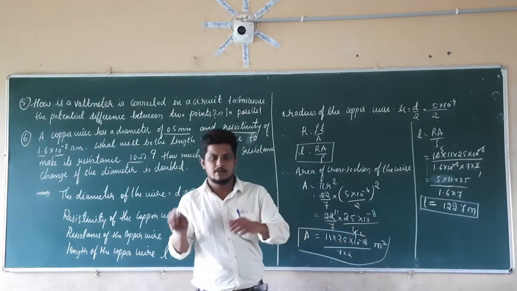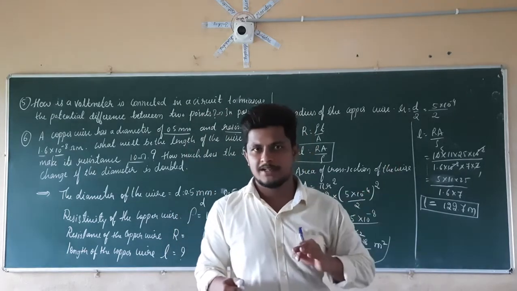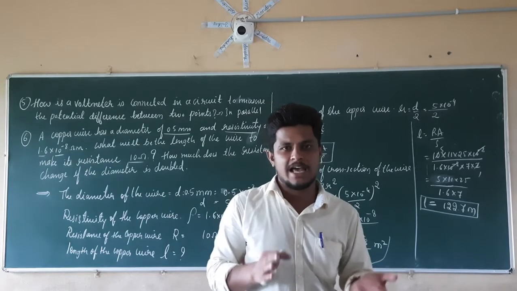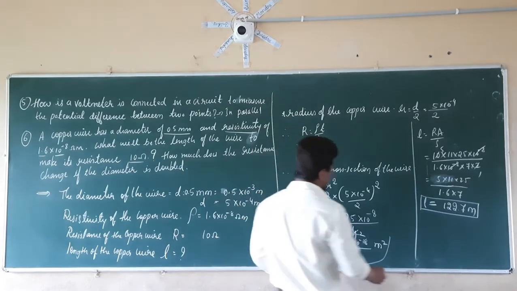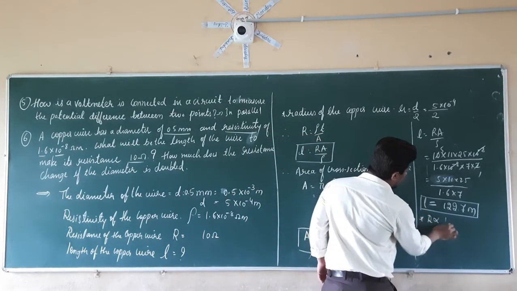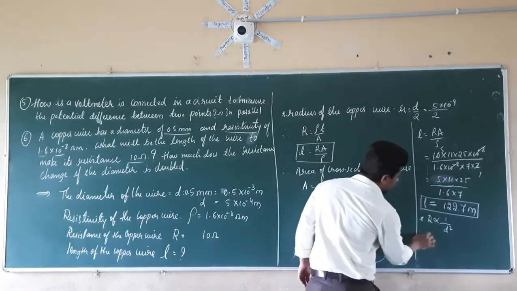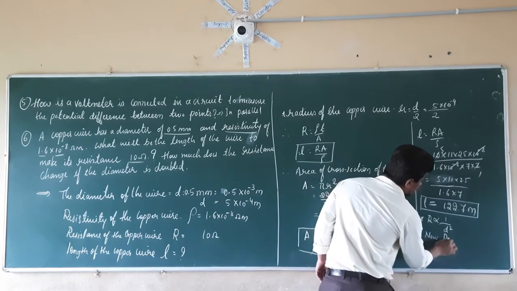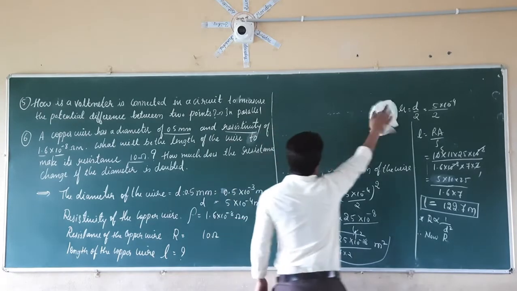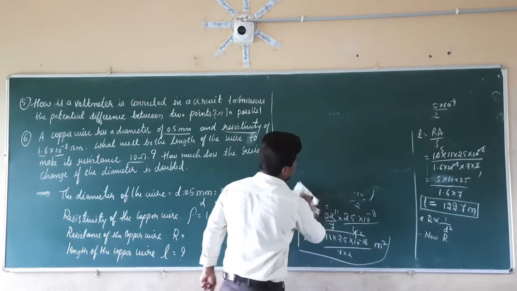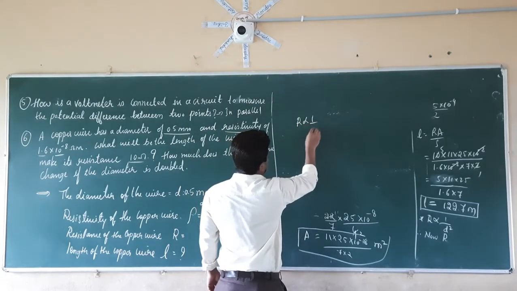If you remember, while discussing the factors affecting the resistance of a conductor, I discussed the factor which is nothing but diameter. How does a change in diameter have an effect on the resistance of a conductor? So we know that R is inversely proportional to 1 by d square. I hope this is clear. You know that R is inversely proportional to 1 by d square.